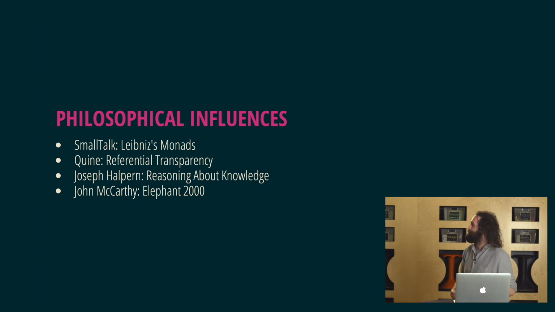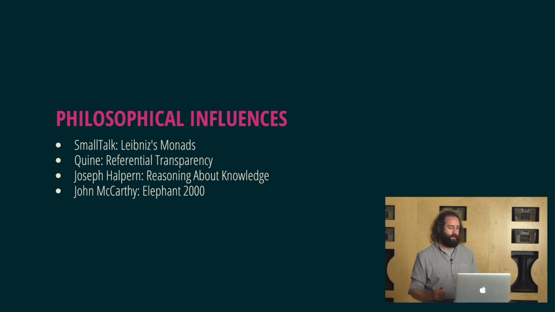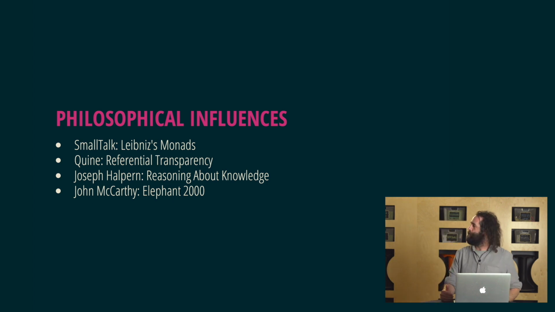And then finally, my favorite, because it's the best name for a programming language ever, is the programming language by John McCarthy, Elephant 2000. So Elephant 2000 was John McCarthy's aspirational idea of what programming in the year 2000 would be like, back when that was a cool thing to think about. And he knew we weren't going to get there.